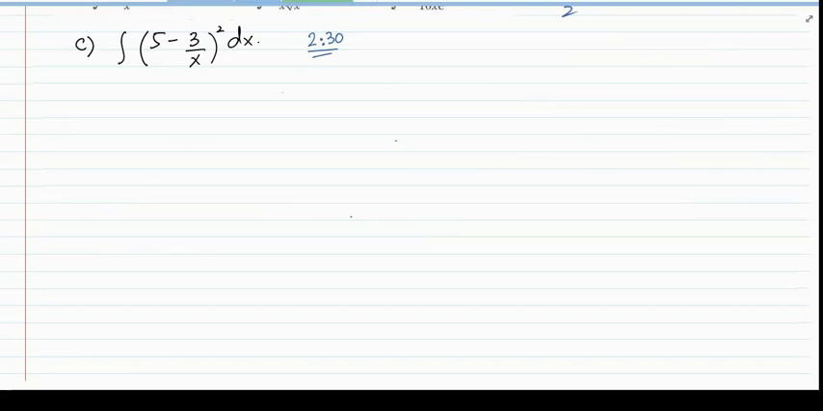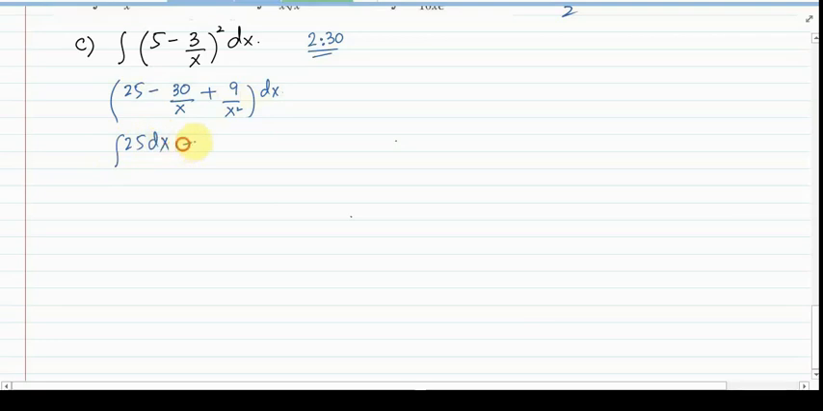So start. So at first I will apply the identity here, so that will be a square minus 2ab plus b square. Alright, and now I will apply the integration with all these three terms. So it's 25 dx minus 30 integral of 1 upon x dx plus 9 integral of x to the power minus 2 dx.